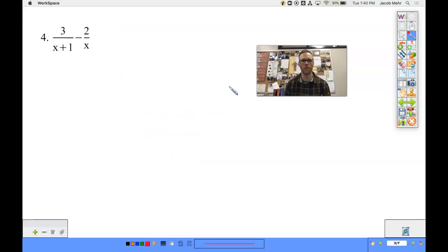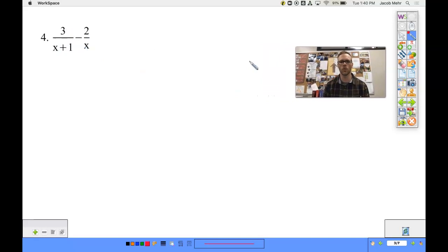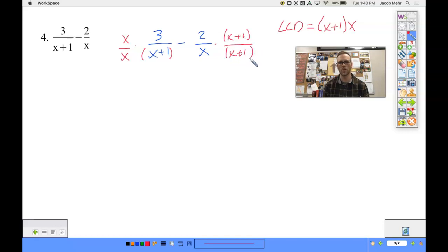All right, let's continue to step it up. 3 over x plus 1 minus 2 over x. So what is our LCD? Well, x plus 1 has to go into it, and x has to go into it. So it's just x plus 1 times x, or x times x plus 1, depending on the order that you need to write it. So we're going to multiply this by x over x. That gives me x times x plus 1. And this fraction, I need to multiply by x plus 1 over x plus 1. That gives me the same denominator, x times x plus 1.